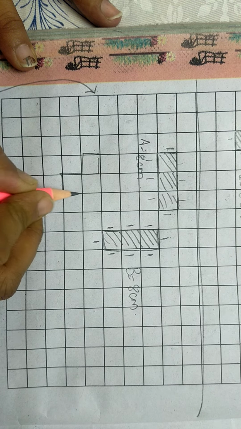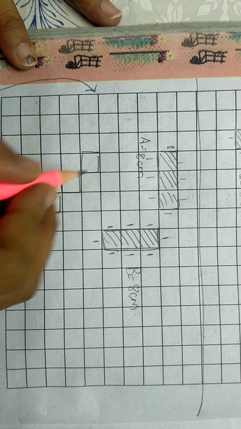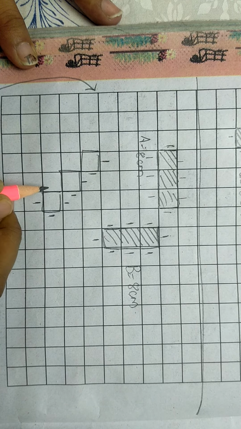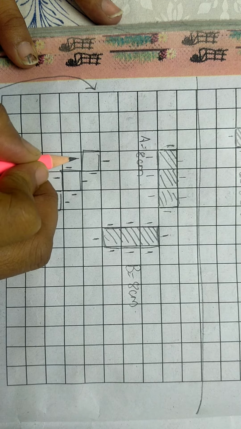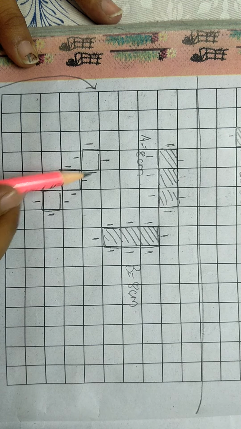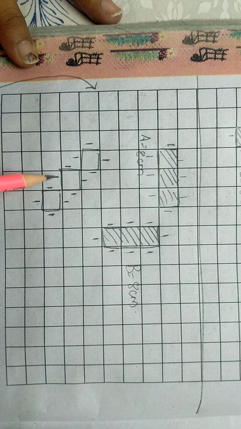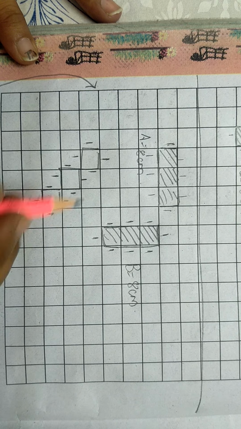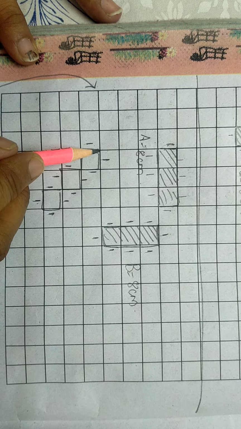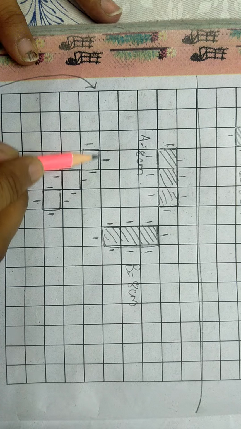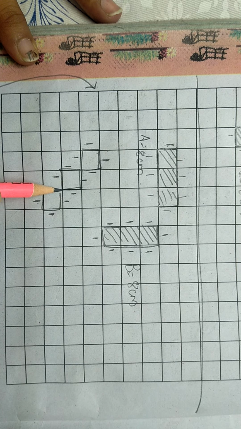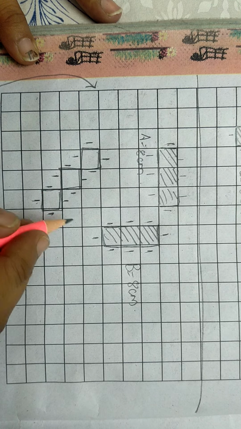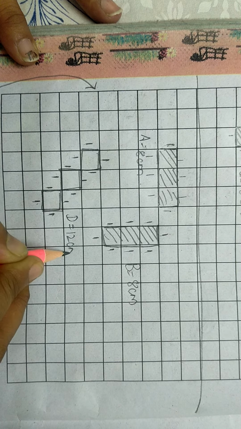Square 1, second and third. Let's count 1, 2, 3, 4, 5, 6, 7, 8, 9, 10, 11, 12. Right? If you are confused in this pattern, what you have to do is just start counting the number of sides of the square. 1, 2, 3, 4, 5, 6, 7, 8, 9, 10, 11 and 12. So D is equal to 12 centimeter.